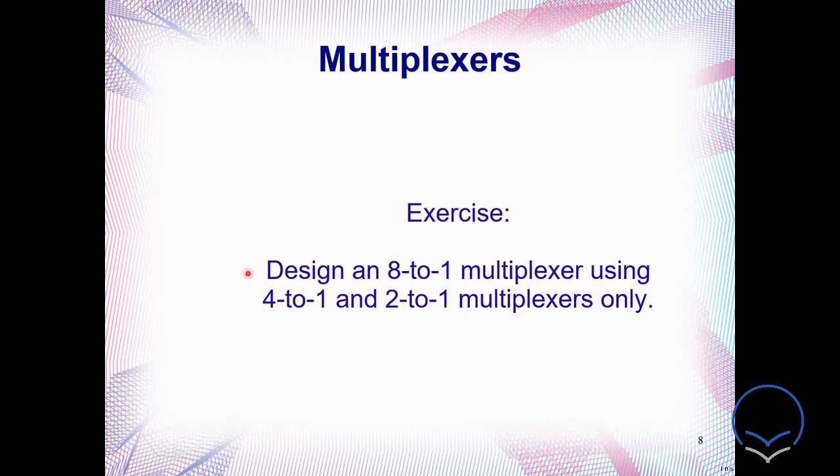So here are a couple of examples. This is your assignment actually, so I suggest you try it by yourself. It says: design an 8 to 1 multiplexer using 4 to 1 and 2 to 1 multiplexers only. You can use the 4 to 1 multiplexer once, and the 2 to 1 multiplexer once or more than once if needed. So you need to use 4 to 1 and 2 to 1. Try it by yourself. If you find any difficulties, then maybe we'll discuss in the class.